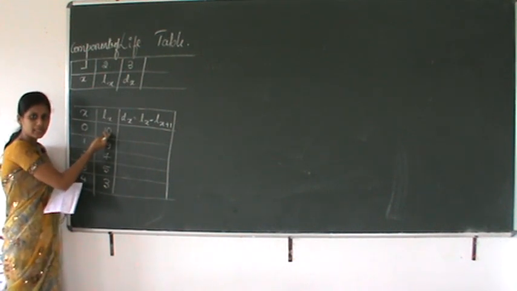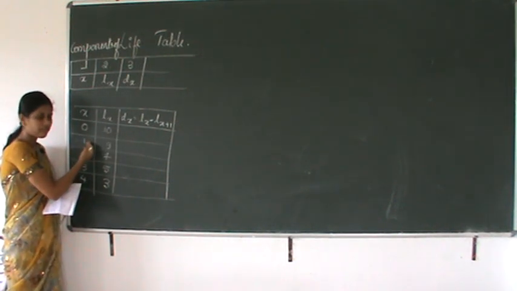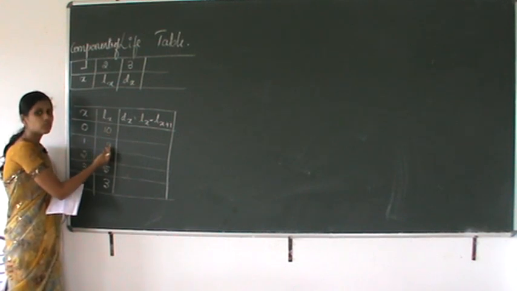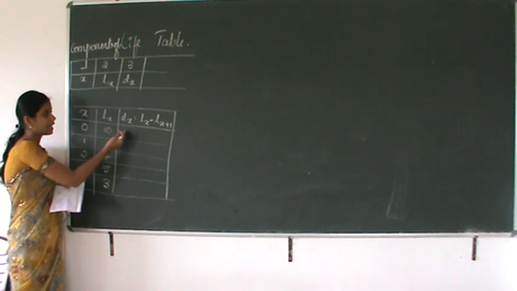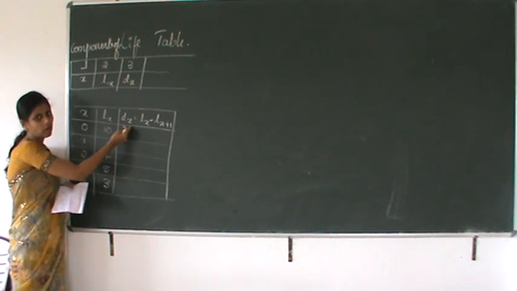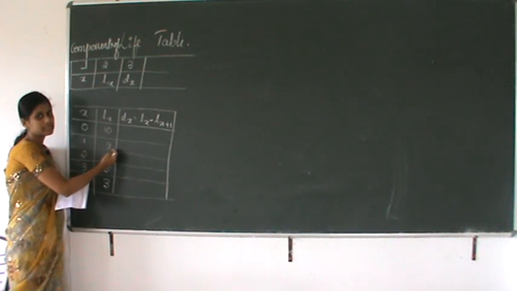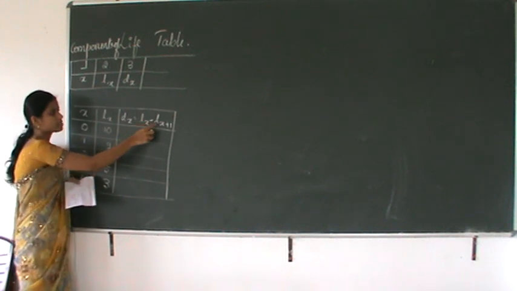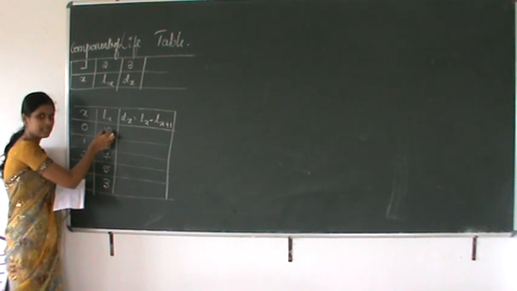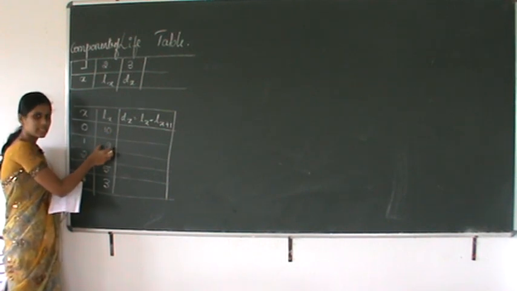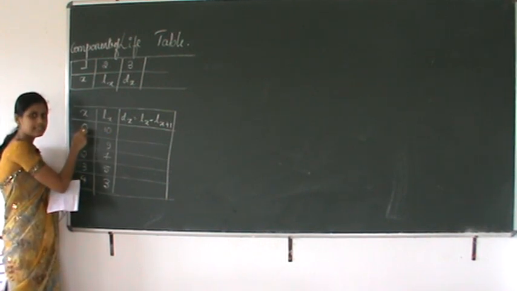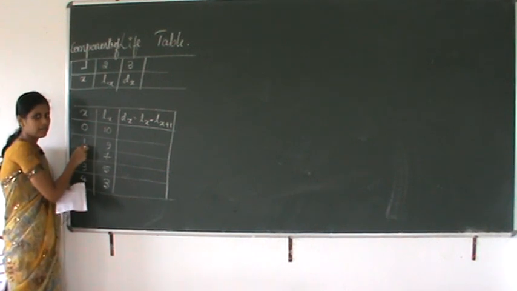Newborn babies were 10. When they attain the age of 1 year, they have decreased to 9. That means one person had died. So that is called dx. How many persons have died before reaching the age x plus 1? So lx minus lx plus 1. lx is this, lx plus 1 is this. That is l0, and l0 plus 1 will be l1. Like that we have to calculate.